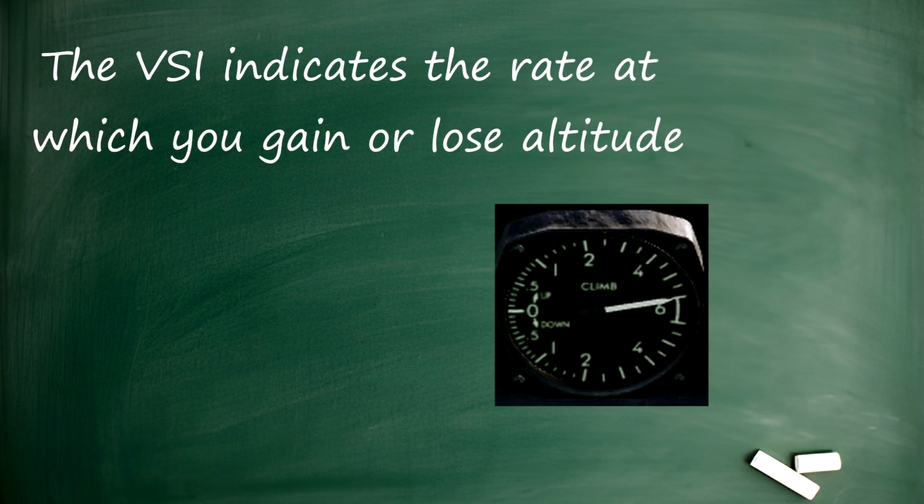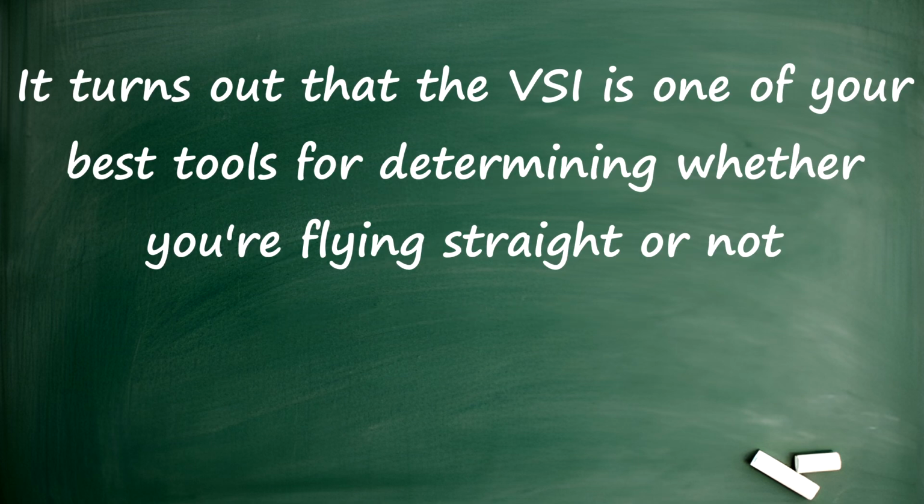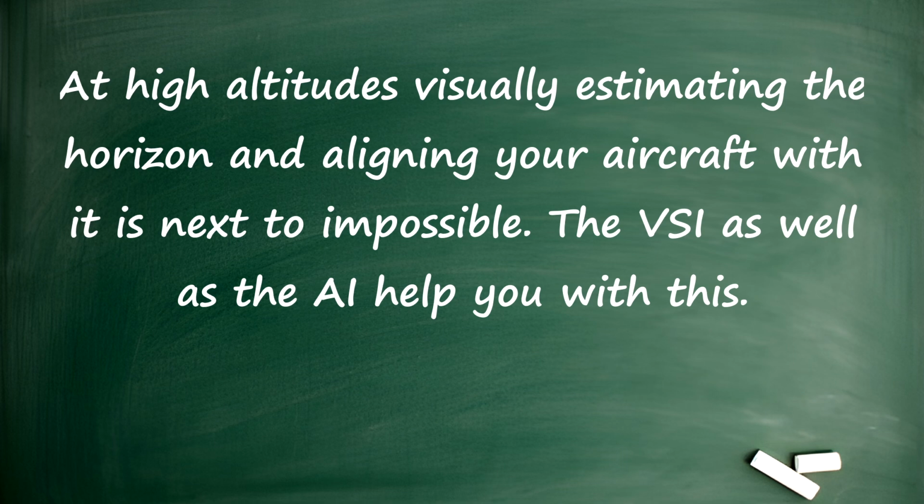All the VSI does is indicate to you how fast or how slow you're climbing or descending. This will be displayed in 1000 feet per minute or in meters depending on what you're flying. Besides the obvious use, however, the VSI is also great at indicating to you whether you're flying straight or you're diving and climbing spontaneously. When flying up high, it's difficult to judge where the horizon is, but the VSI has you covered. This neatly brings me to the next instrument, the attitude indicator.